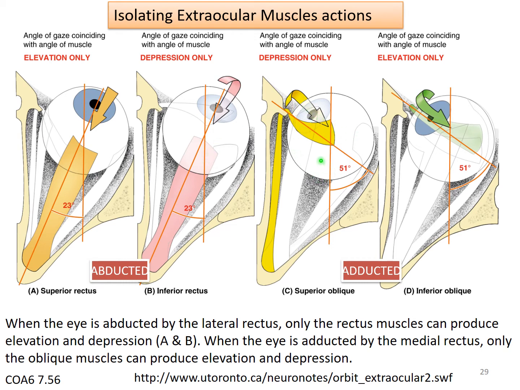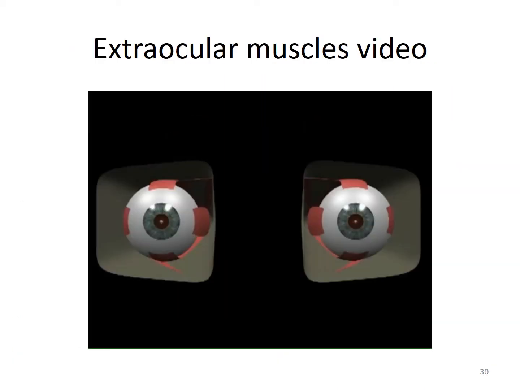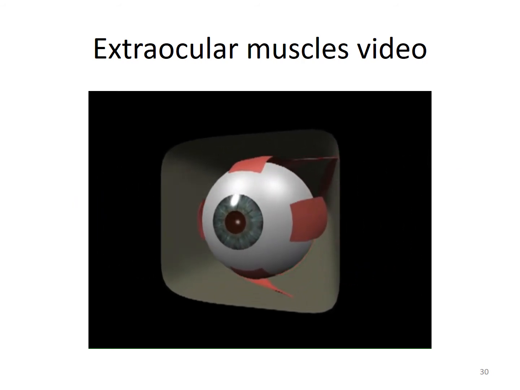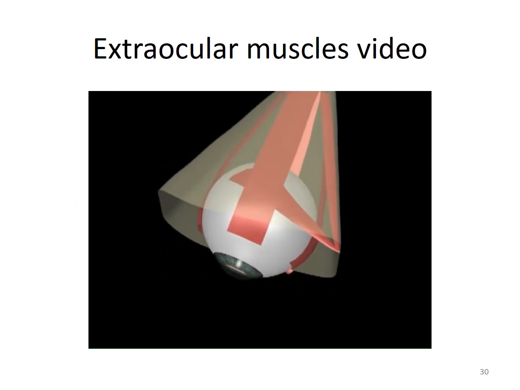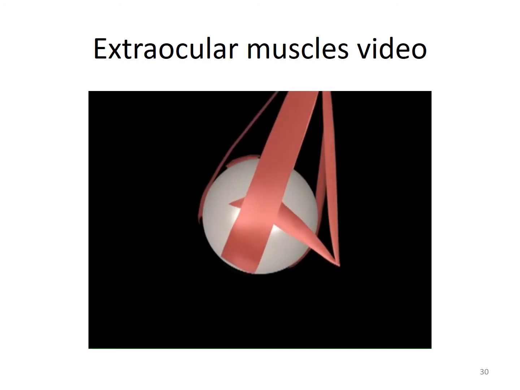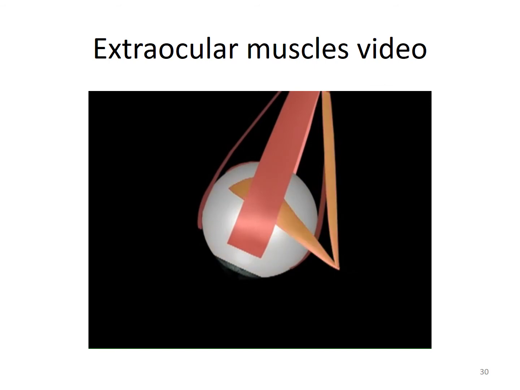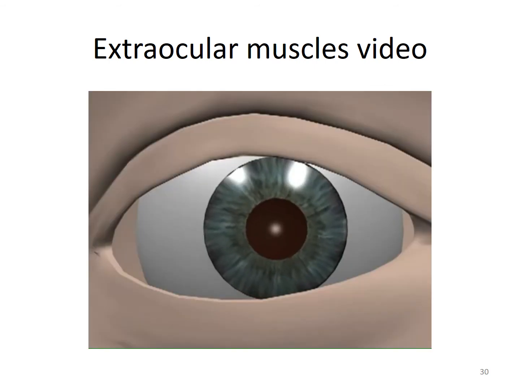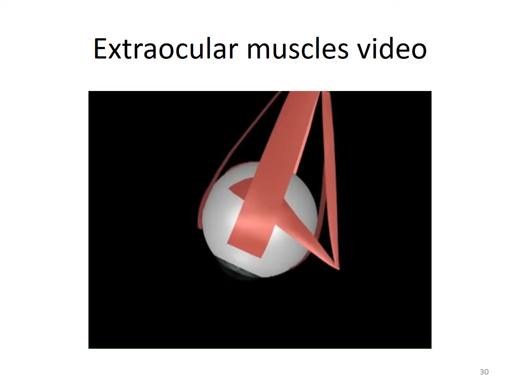Over here, if I activate the superior oblique in the adducted eyeball, it leads to pure depression. If I activate the inferior oblique in the adducted eyeball, it leads to pure elevation. When the eye is abducted 23 degrees, the superior and inferior recti are aligned with the axis of the eye. They therefore act purely to elevate and depress the abducted eye. The superior oblique acts to intort, and the inferior oblique acts to extort the abducted eye.